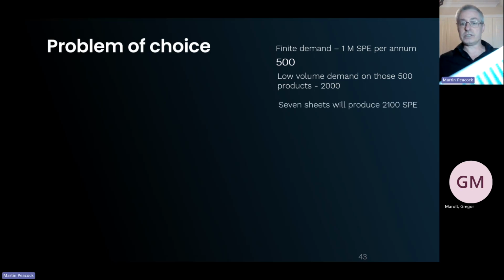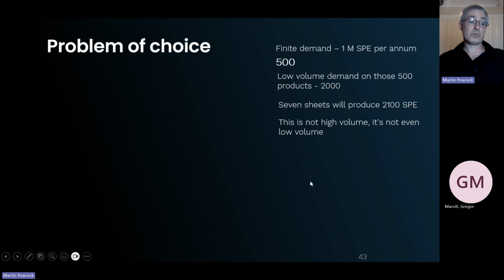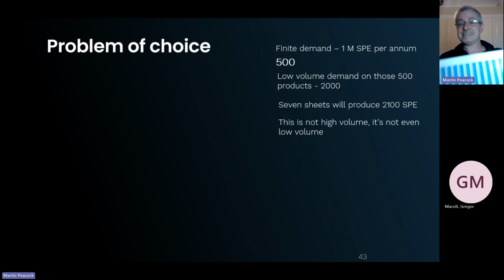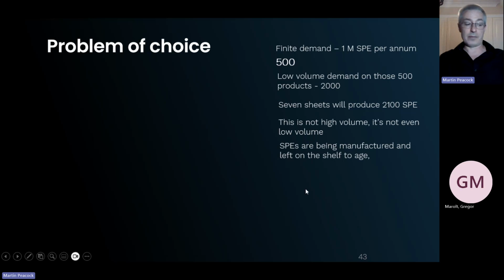Now, if I hold this sheet up, there's 300 screen printed electrodes in this sheet alone. This means that I could fulfill the entire market for most products with 7 sheets. This is not high volume manufacturing. This is not even low volume manufacturing. This is barely enough to turn the machine on manufacturing. So there's a very finite demand, an oversupply from both academia and from industry.